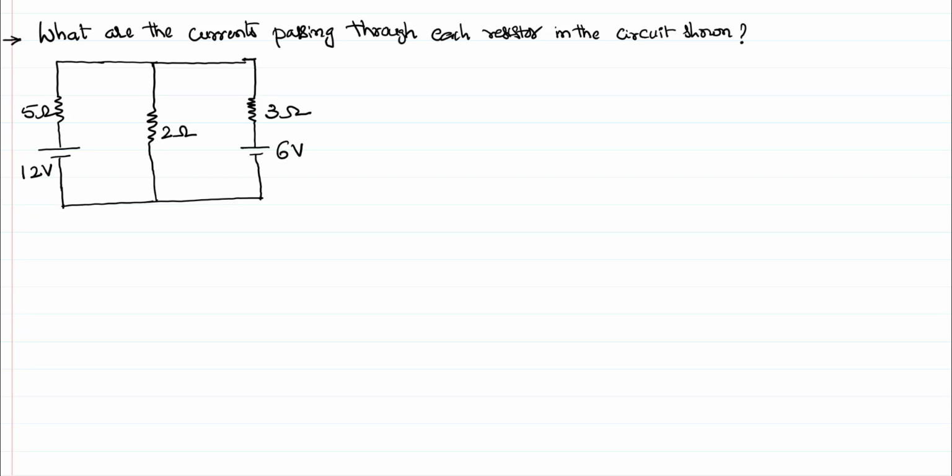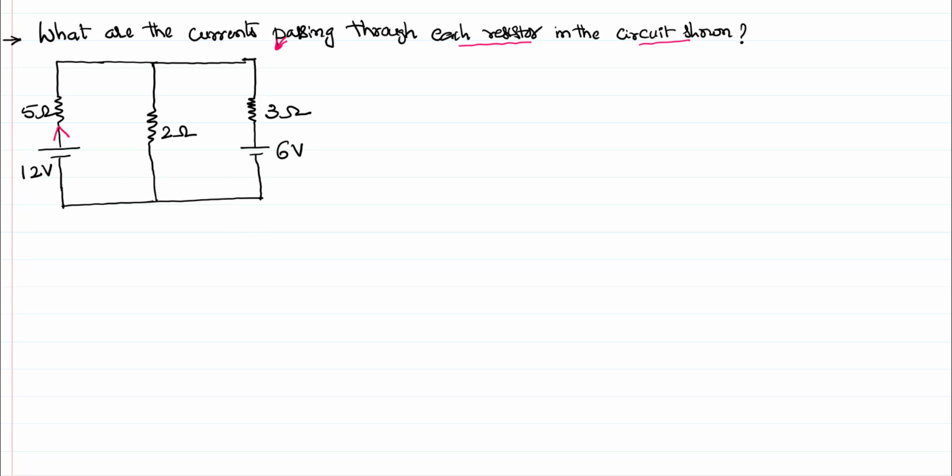What is the current passing through each of the resistors in the diagram shown? You can see the diagram below is the kind of question that is being asked. So first of all, let us try to apply the laws that we have learned, like Kirchhoff's voltage law and Kirchhoff's current law, and try to solve the problem.